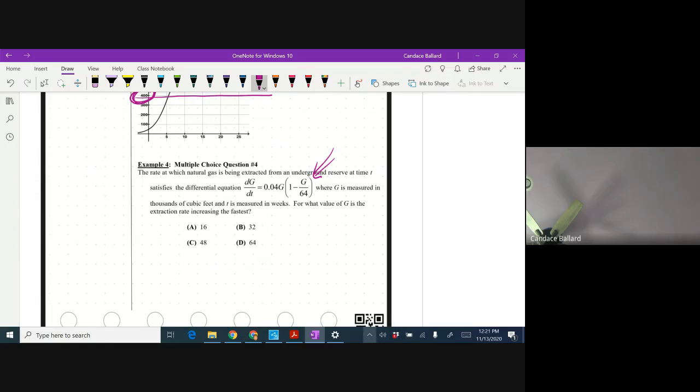Okay, so the rate at which natural gas is being extracted from an underground reserve at time t satisfies the differential equation dg over dt equals 0.4 g times 1 minus g over 64, where g is measured in thousands of cubic feet and t is measured in weeks. For what value of g is the extraction rate increasing the fastest? It took me longer to read it than it probably took you to do it. Did you all finish it already? What's the answer?